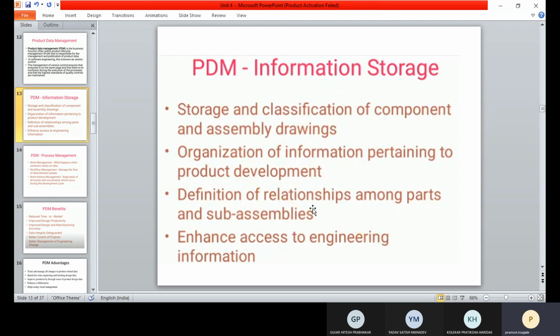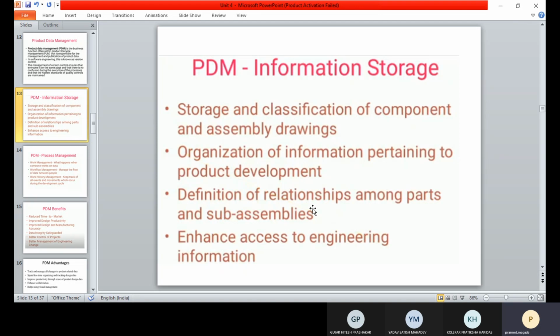It is used to give the information of the various departments to the various departments, like the storage and classification of component and assembly drawings. This is also important. Many times the same product is launched in another way by making a modification. In that case, there is no need to do the work or development from scratch. We need to change only some parts, and the previous drawings and previous methods are helpful. We follow them and make a little change. That again reduces our time, so information storage is important.